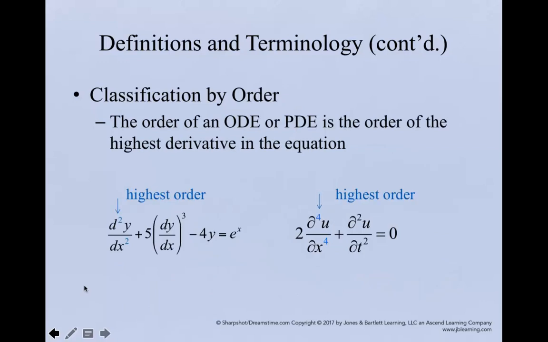If we go back to that previous example where we had the partial of y with respect to x, this is a first derivative, but then it's cubed, that automatically makes this a nonlinear differential equation. Notice that the independent variable, e to the x, that's okay. That does not make it a nonlinear differential equation.